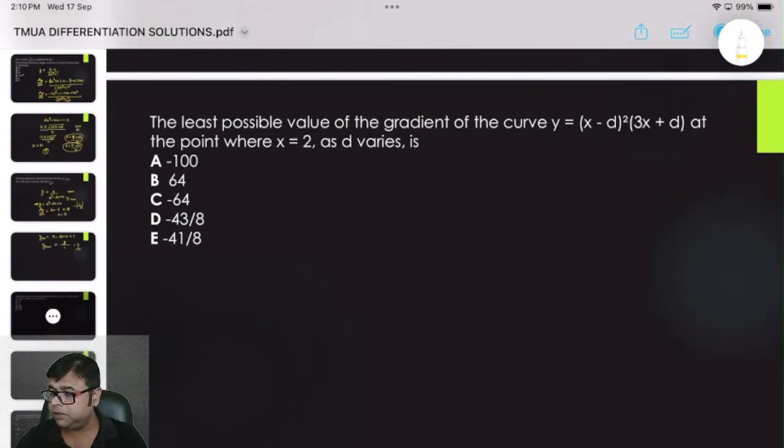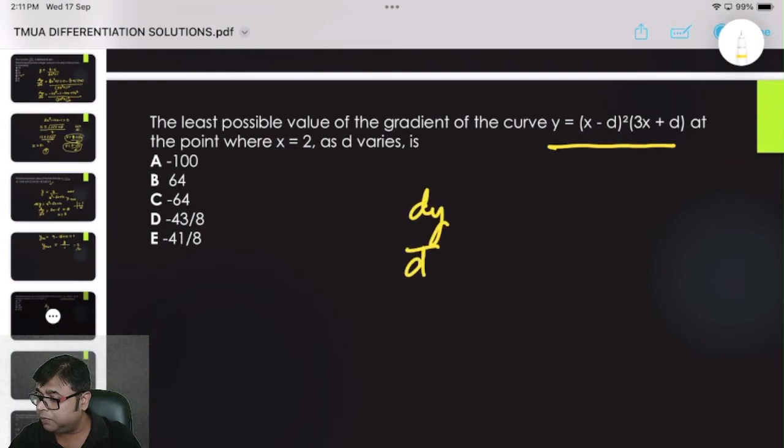Now it says that the least possible value of the gradient of the curve (x minus d) square into 3x plus d at the point where x is 2, as d varies, is... It's very interesting. So they are minimizing the gradient. Gradient means the slope. So first I'll find the slope and then I will minimize the slope. So I'm not going to minimize this function because this is a general curve. But first I'll find the gradient, that is dy by dx.